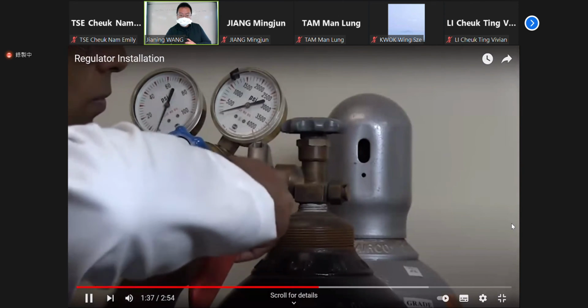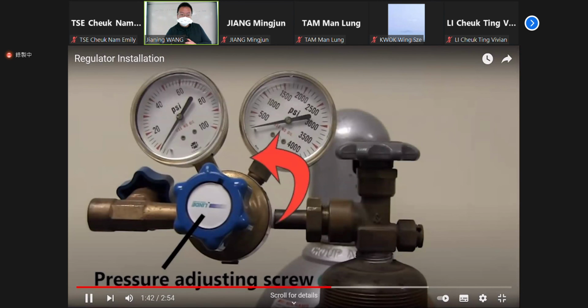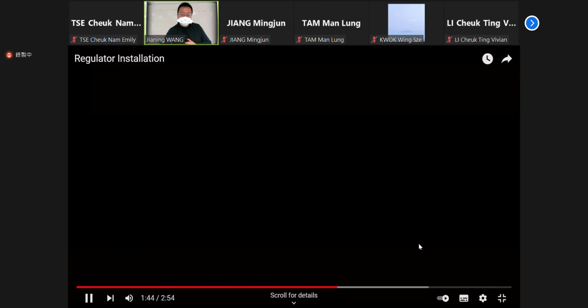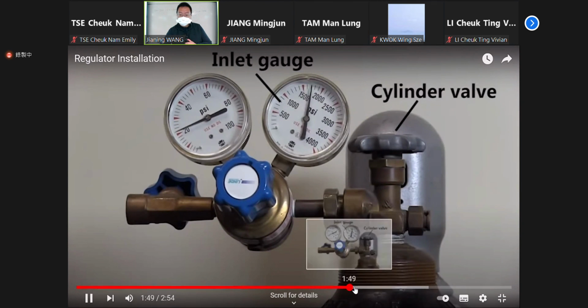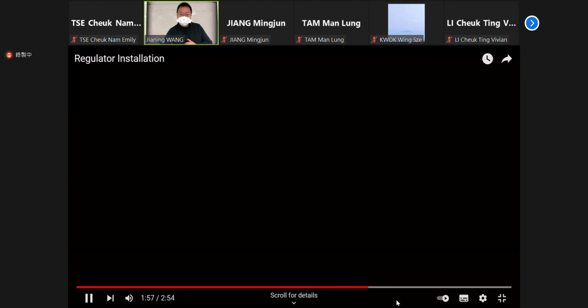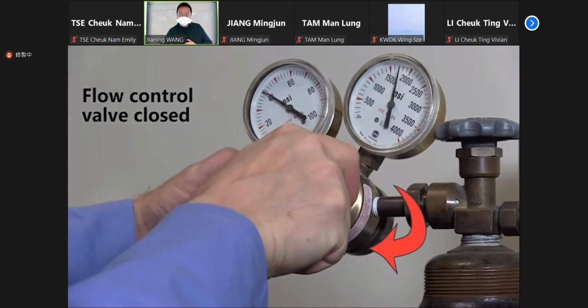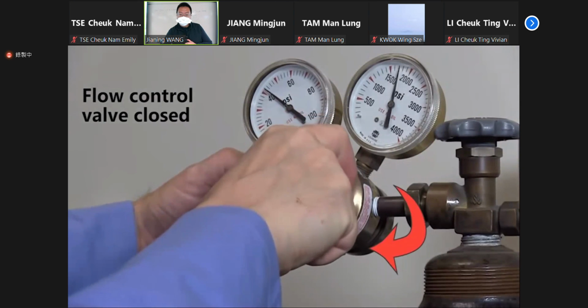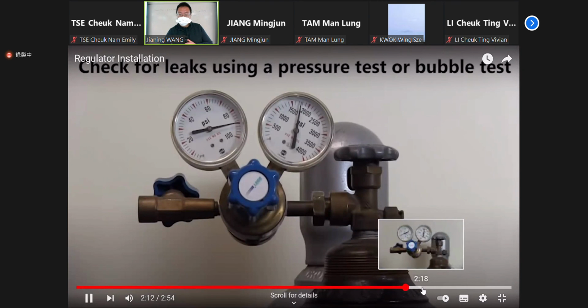With a smooth-jawed wrench. Turn the regulator's pressure adjusting screw counterclockwise until it turns freely. Open the cylinder valve slowly until the inlet gauge on the regulator registers the cylinder pressure. If the cylinder pressure reading is lower than expected, the cylinder valve may be leaking. With the flow control valve at the regulator outlet closed, turn the pressure adjusting screw clockwise until the required delivery pressure is reached. Leaks can be detected by performing a pressure test or a bubble test.